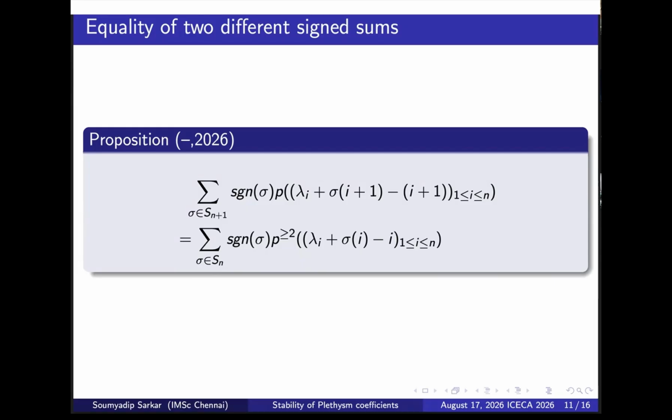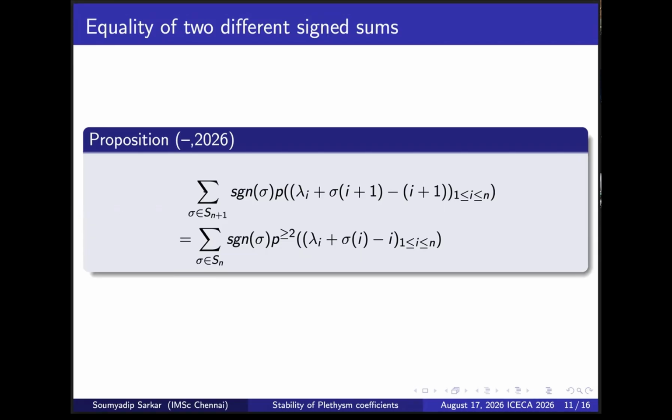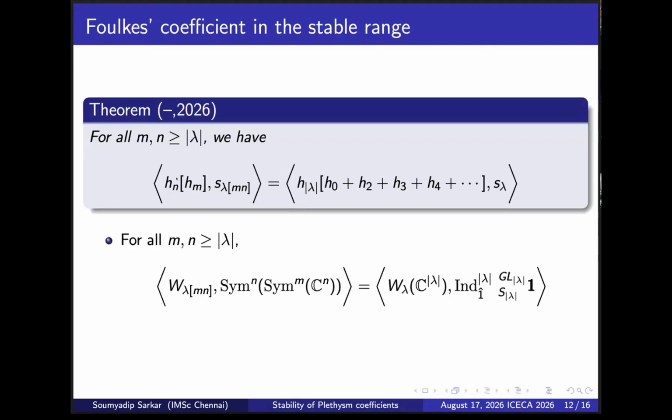And you look at all the vector partitions, and take the sign sum over Sn plus 1. That is equal to the sign sum over Sn, where now you are looking at vector partitions of this vector, lambda i plus sigma i minus i, where each part has size at least 2. So this is a technical equality between two different sign sums. Using this, you'll be able to show that the stable restriction coefficient that Baumann and Page are looking at is the same as this thing.